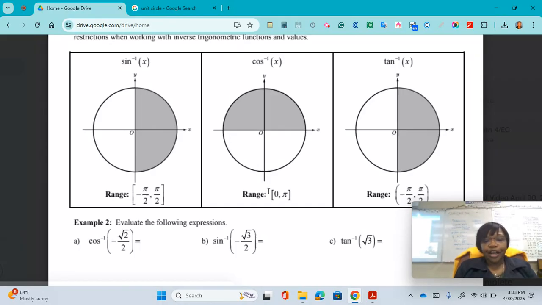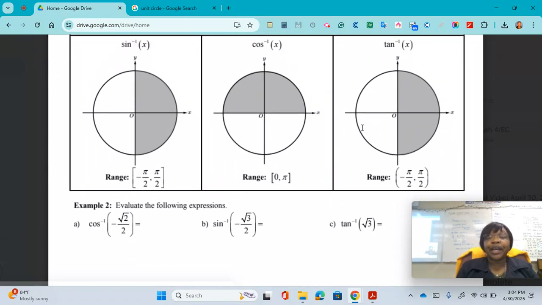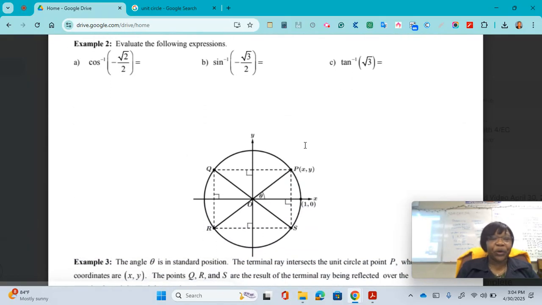We're restricting it to this area where the x values will be, yeah. All right, and the cosine: cosine is our x, and our x values, positives and negatives, restrict the domain between 0 and pi. And the tangent is our y over x, and that is restricting the domain between negative pi over 2 clockwise and pi over 2 counterclockwise.